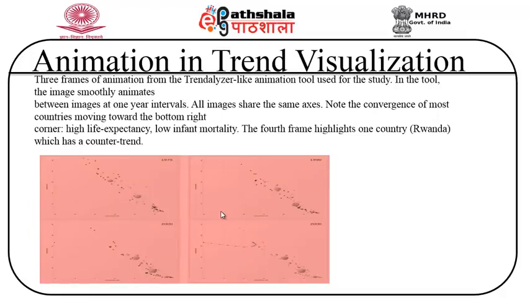These are frames of animation from the Trend Analyzer tool, which is used for the study. In the tool, the image smoothly animates between images at 1 year intervals. All images share the same axis. Note the convergence of most countries moving towards the bottom right hand corner, over high life expectancy, low infant mortality. The fourth frame highlights one country which has a counter trend. Here we can see the difference between this country and the various other countries which move in the same manner.